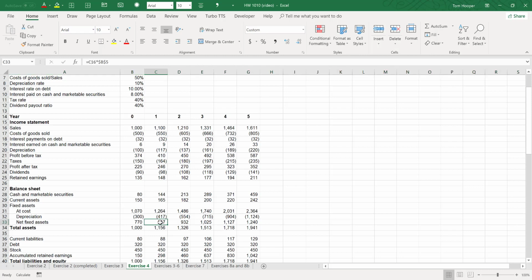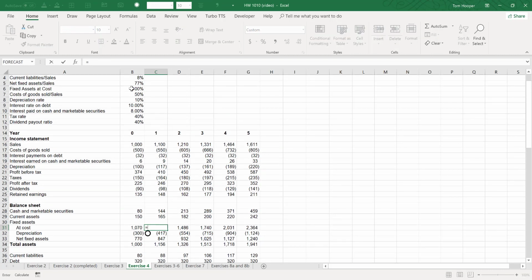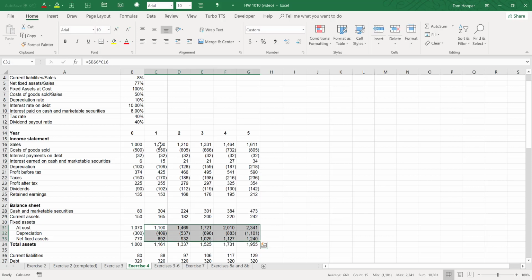So instead of calculating net fixed assets as a percentage of sales, we're going to come up here to fixed assets at cost and say equal 100% times sales. And then we'll need to change how we calculate net fixed assets to be fixed assets at cost minus depreciation, which is negative, so we'll say plus depreciation. Then we'll highlight all those cells, Control R to copy to the right.